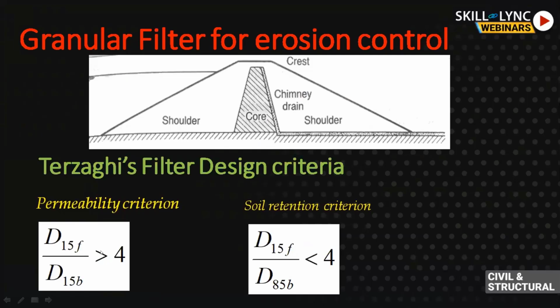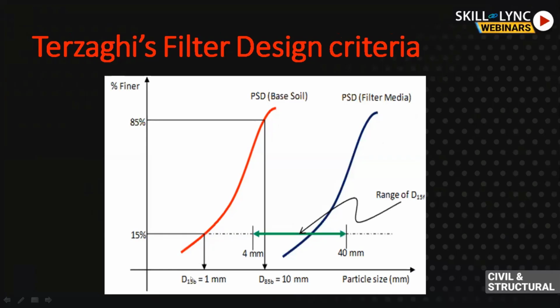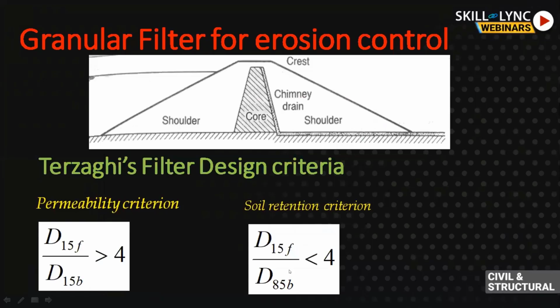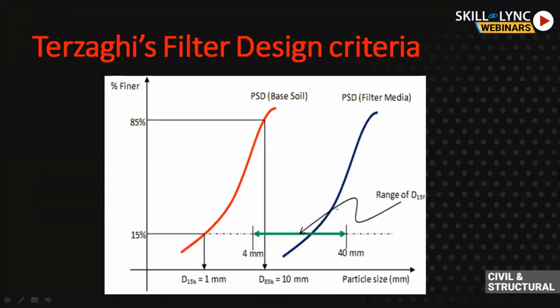From the first criterion, I'm going to get the value of D15F more than 4 mm. You can see here, D15F by D15B should be more than 4. So if the D15B value is 1, the D15F should be more than 4 mm. If I follow the second criterion, D15F upon D85B less than 4, I'm going to get the value of D15F less than 40 mm. Because D85B is 10, the D15F value will be less than 40 mm. So now you see, you get a range of D15F.